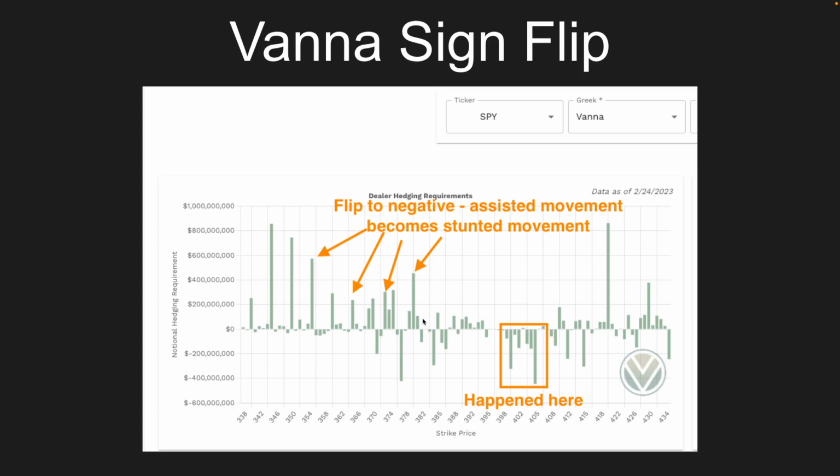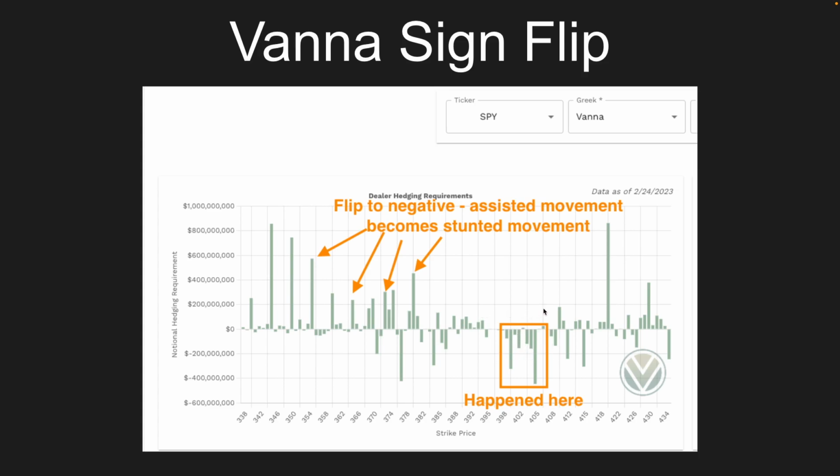Now, going into that sign flip, what that means is that if price, so we have all this positive Vanna drawing price lower on SPY right now. And so let's say price starts moving lower. So we have IV rising, price is moving lower. We start passing over these positive Vanna strikes. They'll start flipping to negative. And the same can be said for negative flipping to positive. And this actually happened here.